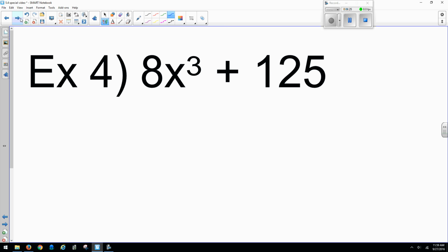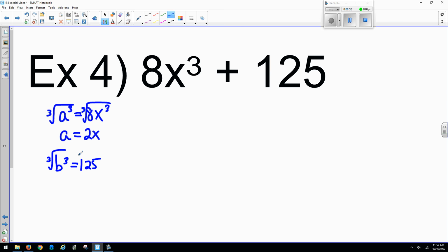I'm going to go through one more of these examples to show you. So I'm going to factor this. This time we have the sum of two cubes. And I'm going to follow the same thing. So first I'm going to figure out a and b. So a cubed is actually 8x cubed. And so I'm going to take the cube root of both, which means a is 2x. B cubed is 125. I'm going to take the cube root of both of those. So b is 5.